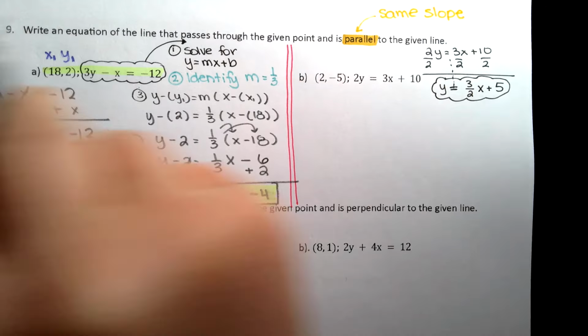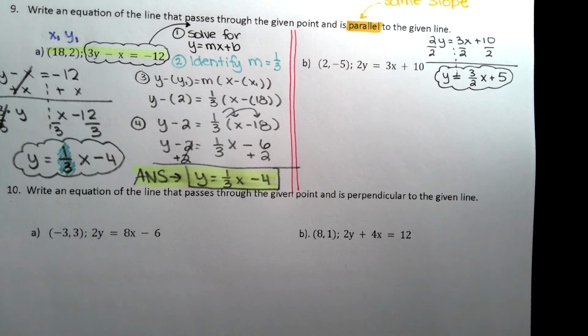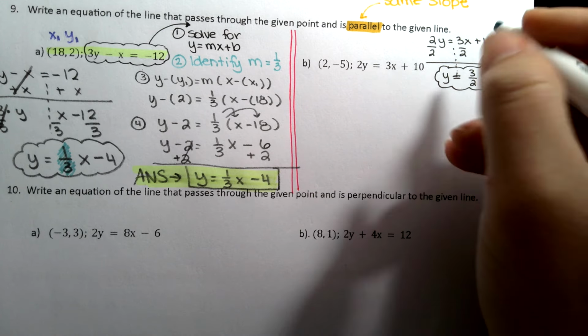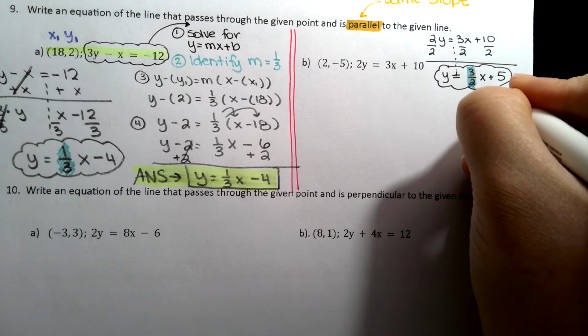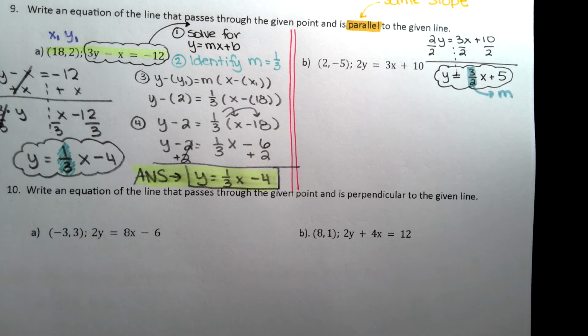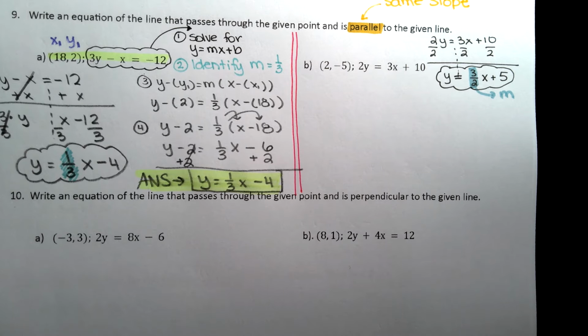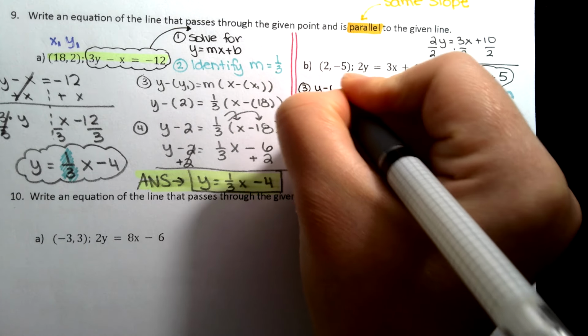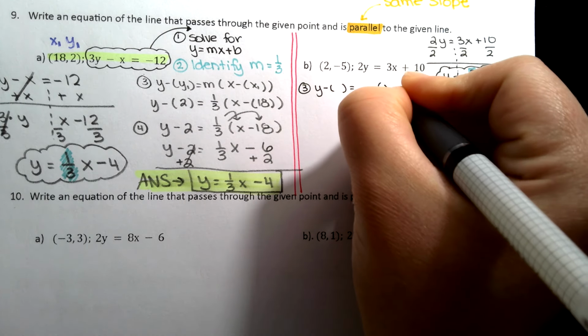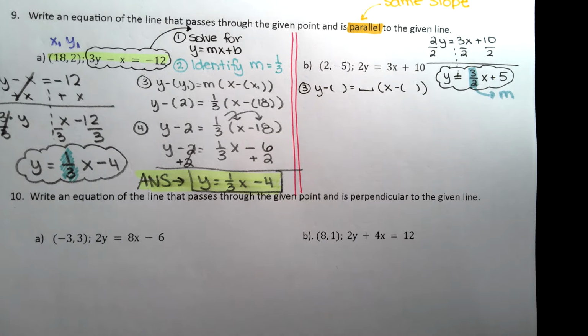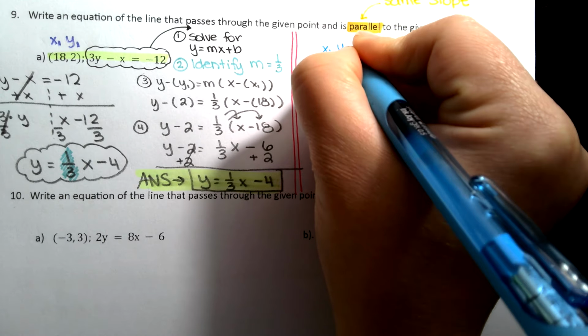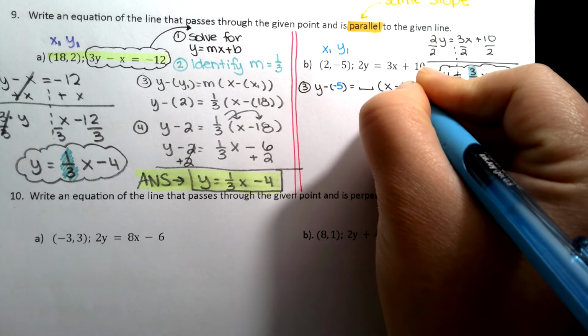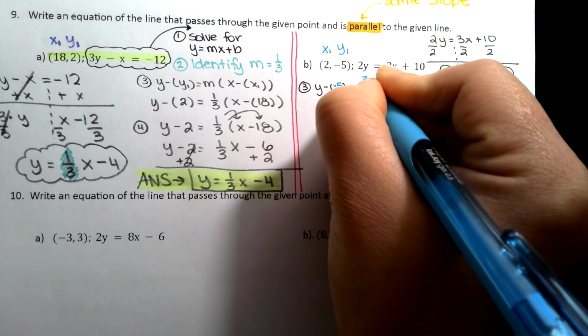The whole point of getting the slope-intercept form is to identify our slope. We want the same slope, so we're going to take this 3/2 and say, okay, well, that's our m value. That's the number in front of x. Now that we have our m value, we're going to continue with step number 3. And step number 3 is writing out your y minus y1 is equal to m open x minus x1. This is your point-slope form. We're going to take our x1 and y1, plugging in -5 here and 2 here. Our slope is 3/2.